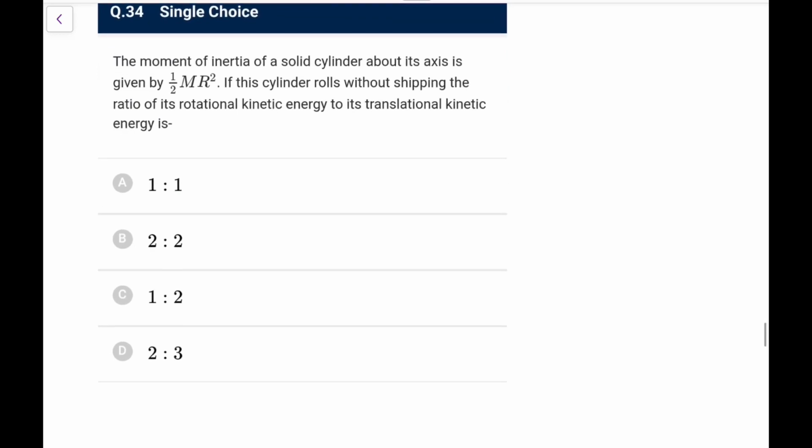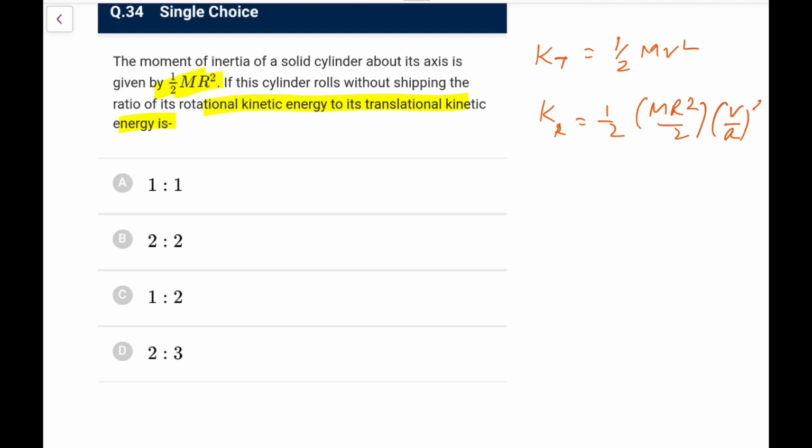Next one, the MI of a solid cylinder about its axis is given by this. If the cylinder rolls without slipping, the ratio of its rotational kinetic to its translational? So translational you write as half mv square, and rotational you write as half I omega square, where I is mr square by 2 and omega is v by r, so it becomes 1 by 4 mv square. So K rotational to K translational would be 1 by 2. Directly you can go for option C here.